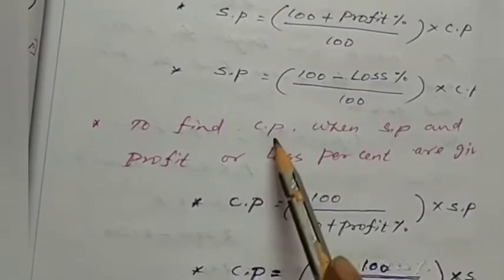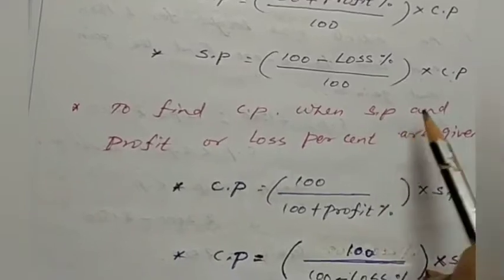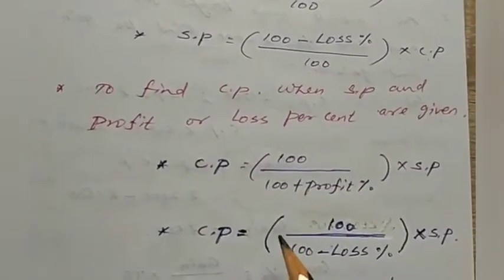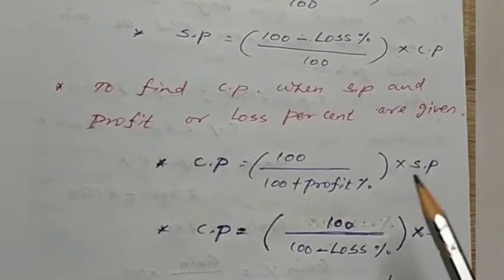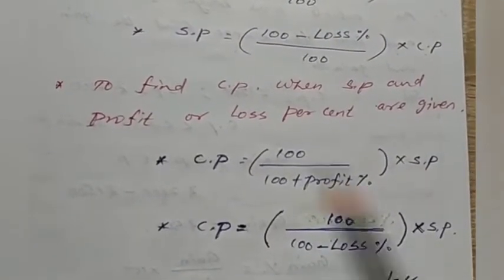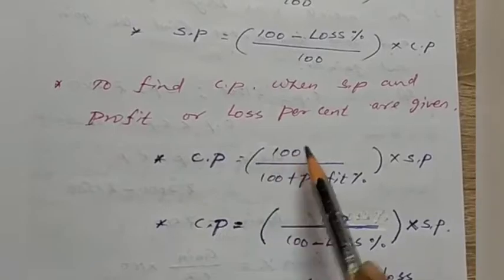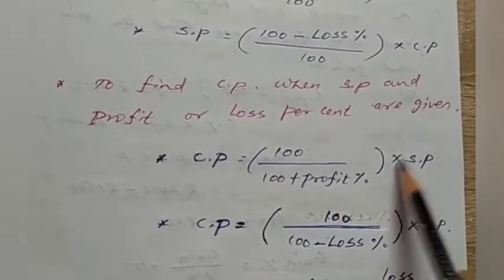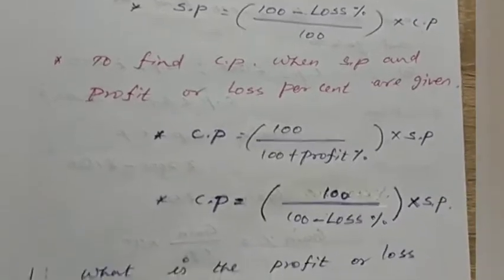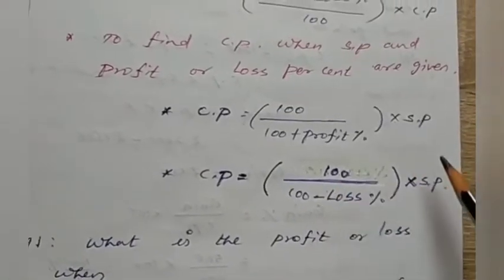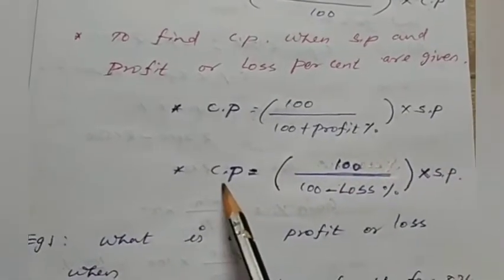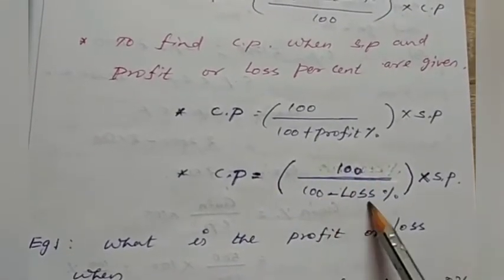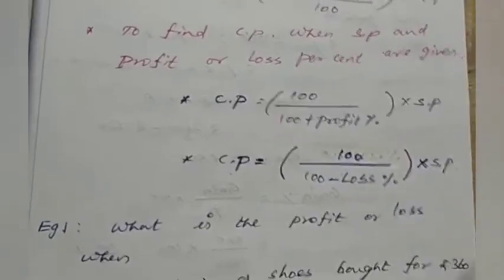To find cost price when selling price and profit or loss percentage are given: if profit percentage and selling price are given, cost price is equal to 100 divided by 100 plus profit percent into selling price. If loss percentage and selling price are given, cost price is equal to 100 divided by 100 minus loss percent into selling price.